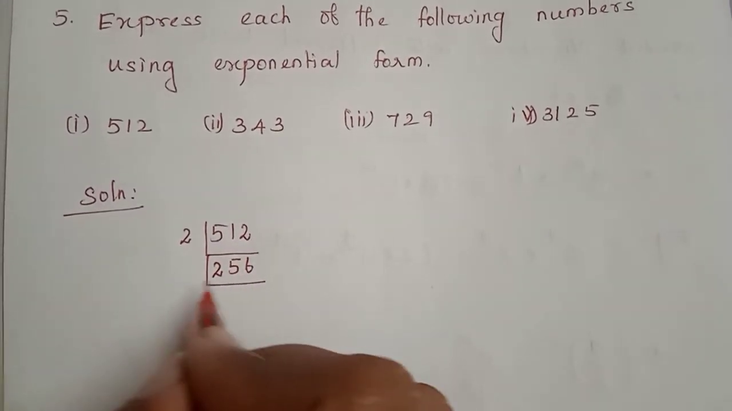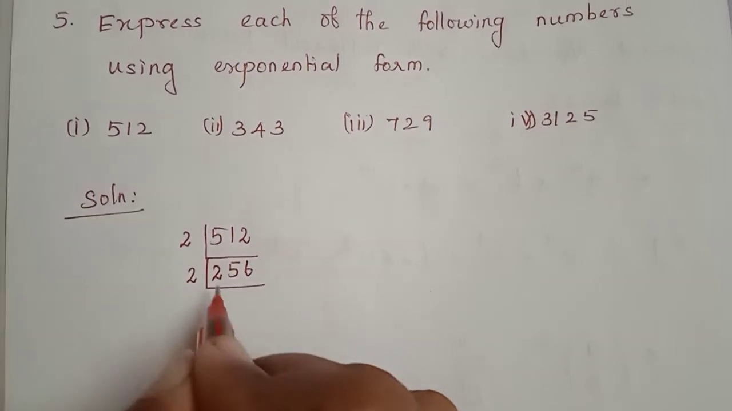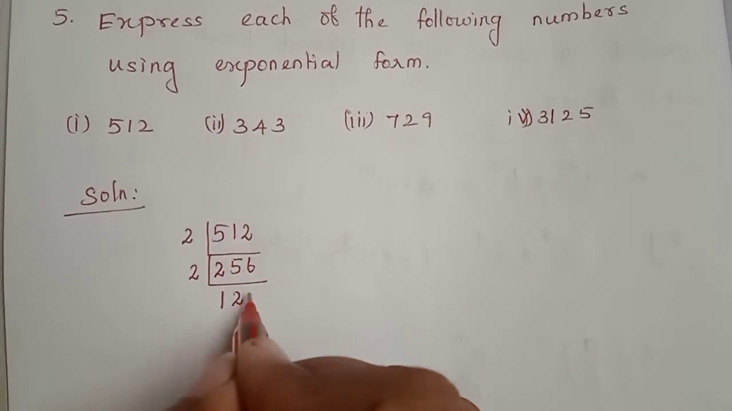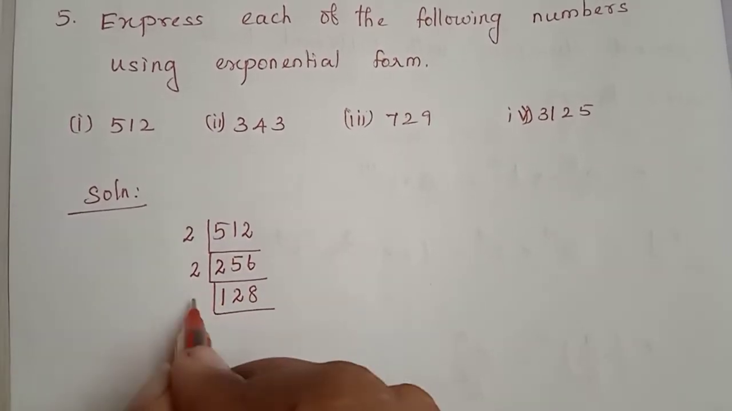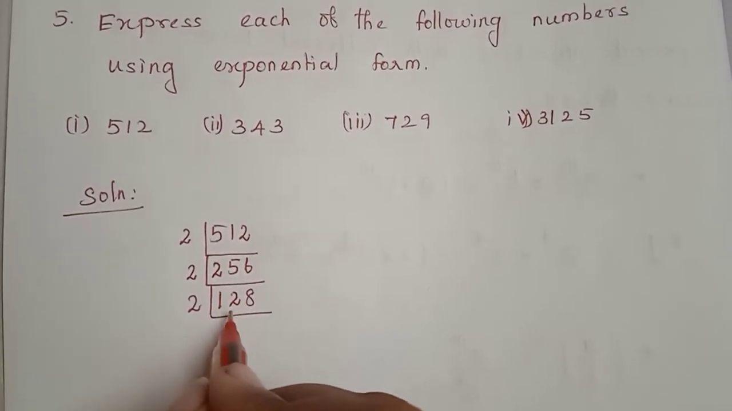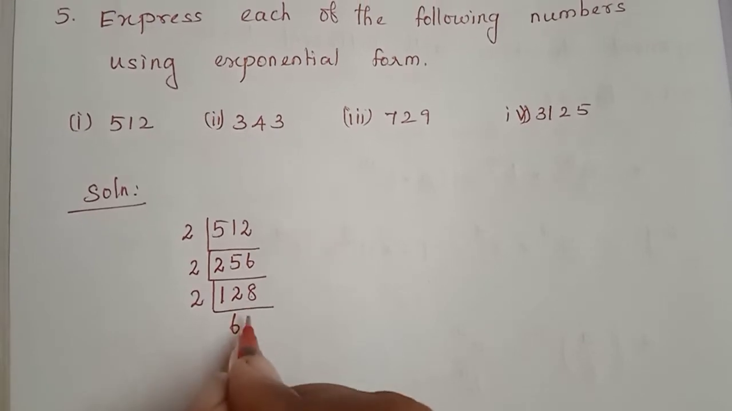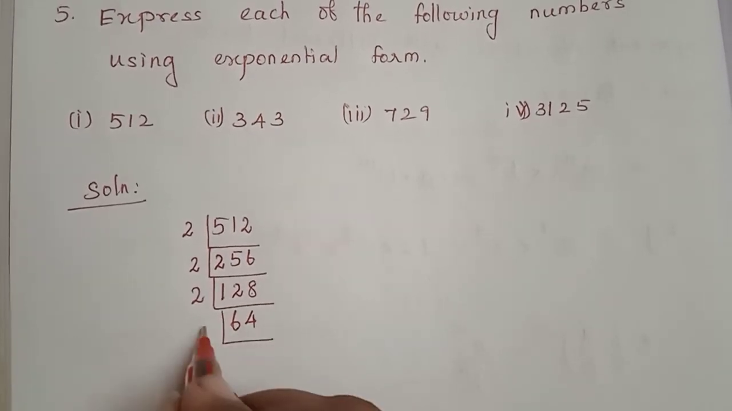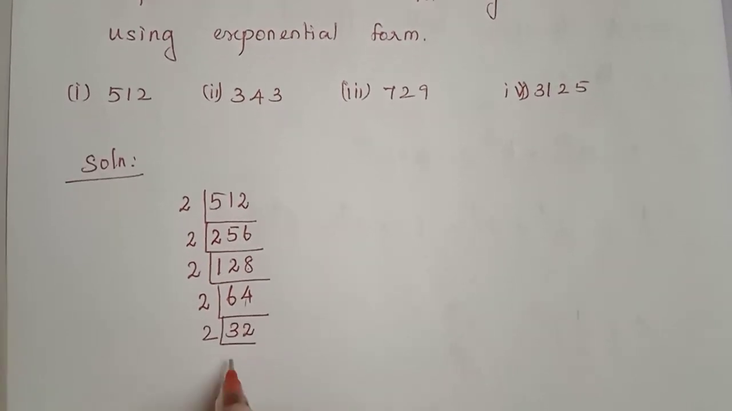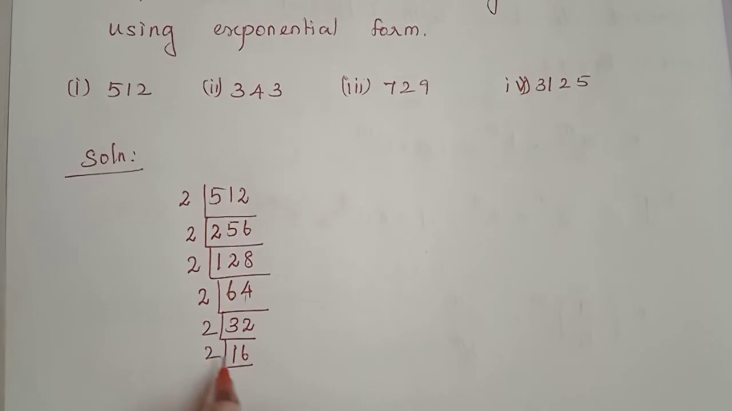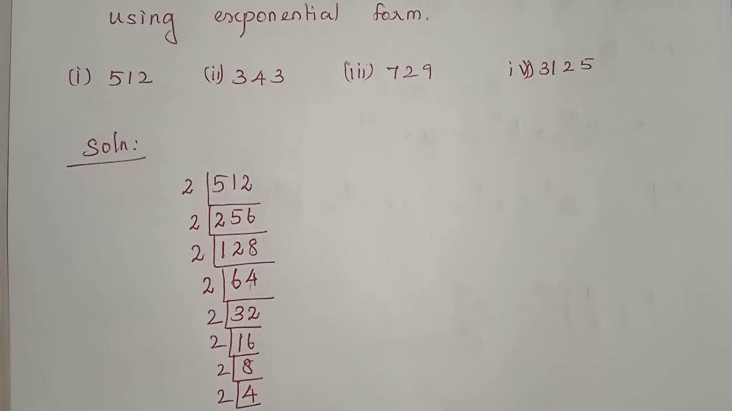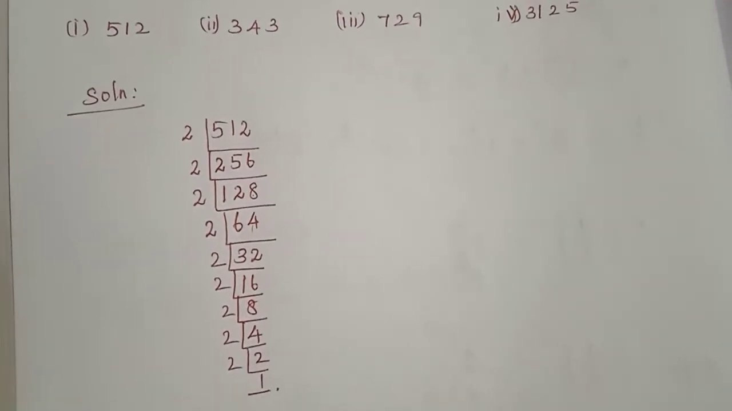Now again it is an even number, we'll divide it by 2. Then divide by 2 again, and again, and again, getting 16, 8, 4, 2, and so on. Till we get 1, we have to keep doing it.